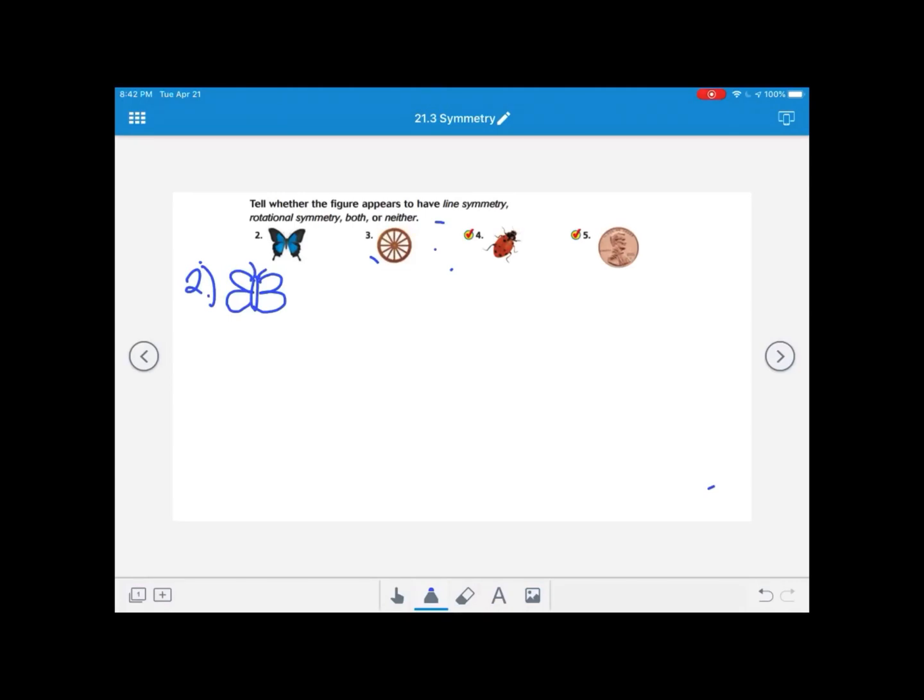Okay, so looking at this figure, I can imagine splitting this butterfly straight down the middle, and I see it's the same on the left as it is on the right. I see 2 wings on the left, 2 wings on the right, 1 antenna on the left, 1 antenna on the right, half the body on the left, half the body on the right. So this would be line symmetry.